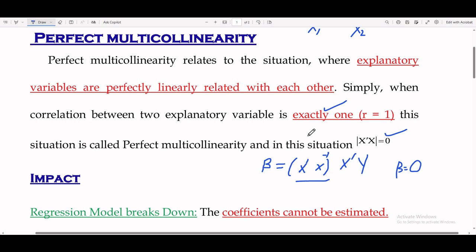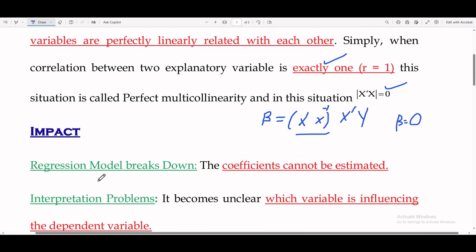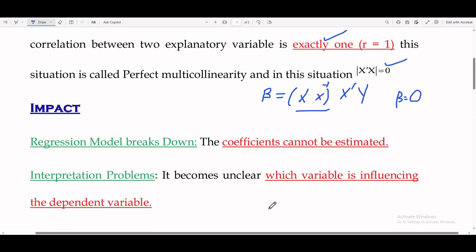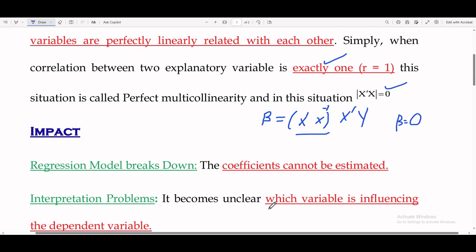So the impact is that the coefficient cannot be estimated, as we discussed here, and it becomes unclear which variable is influencing the dependent variable, because there is similarity between x1 and x2, both independent variables, and it is very difficult for us to identify which variable influences the dependent variable y more.